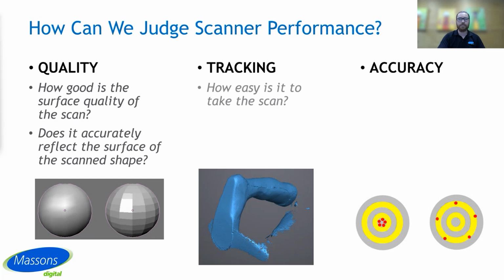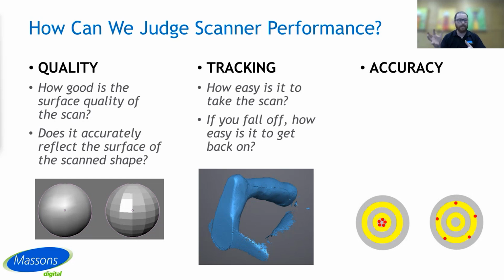When it comes to tracking, it's really how easy is it to actually take the scan? And if you fall off the scan, because sometimes your hand moves and you slip and you're suddenly not where you were, is it easy to get back on? So in some of the lower end scanners, the tracking capabilities might not be as well programmed as ones that are on the higher caliber.